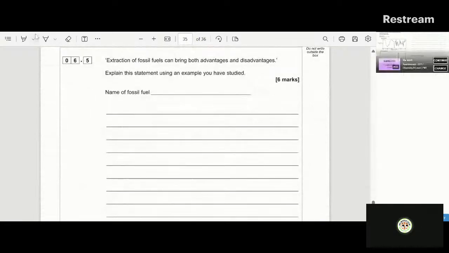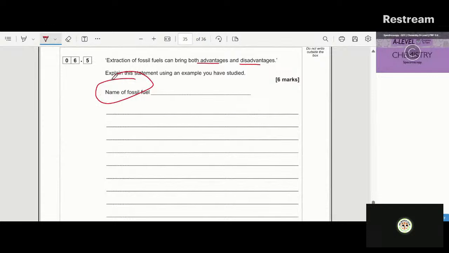Extraction of fossil fuels can bring both advantages and disadvantages. Explain the statement that you've studied and name the fossil fuel.